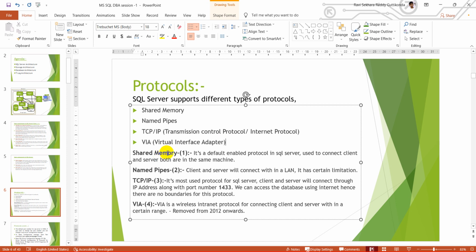Shared memory. The idea of the shared memory protocol is that it is a default enabled protocol. Whenever we install SQL Server, by default this shared memory protocol will be enabled, and it is used to connect the client and server if both are on the same machine. If the client and server are both on the same machine, then the shared memory protocol will be used.